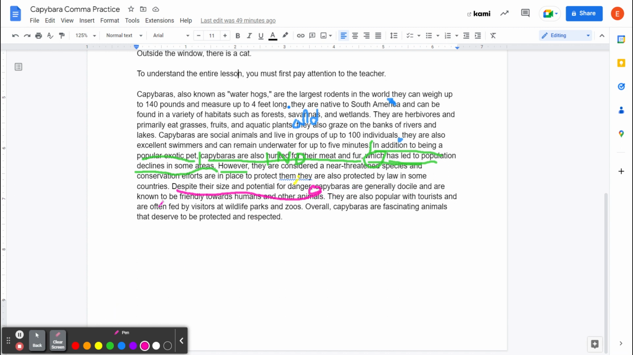They are also popular with tourists and often fed by visitors at wildlife parks and zoos. Nothing wrong there. Overall, capybaras are fascinating animals that deserve to be protected and respected. Okay, so that comma is fine because it's an introductory word. And then protected and respected, you've got a conjunction here, but it's a compound verb. They deserve to be protected and respected. So I don't need to worry about a comma or anything like that. I mean, obviously, respected is not a standalone sentence.